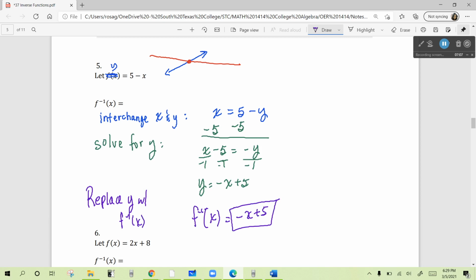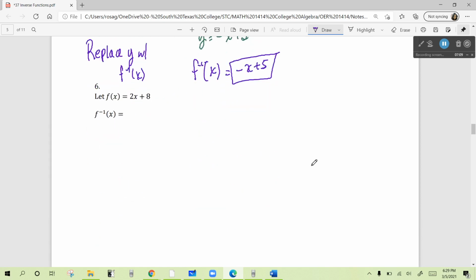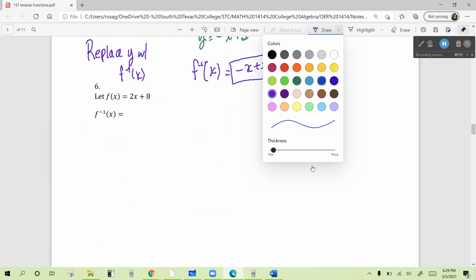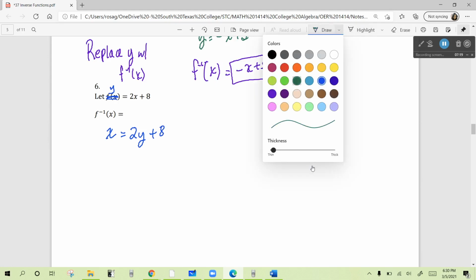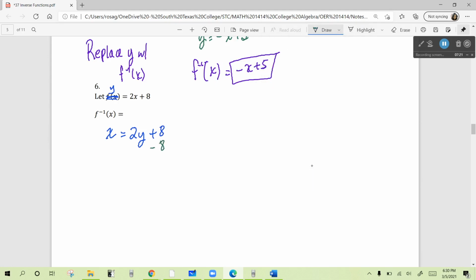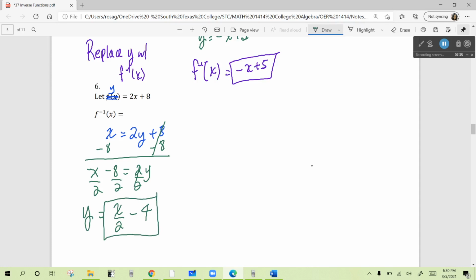So those are the steps for solving. Like on this one here, the first thing is to change the x's and the y's. So it would be x equals 2y plus 8. And then we're going to solve for y. So minus 8, minus 8, divide by 2. And then that's it.